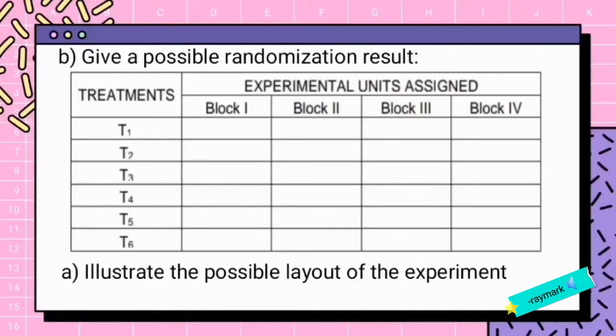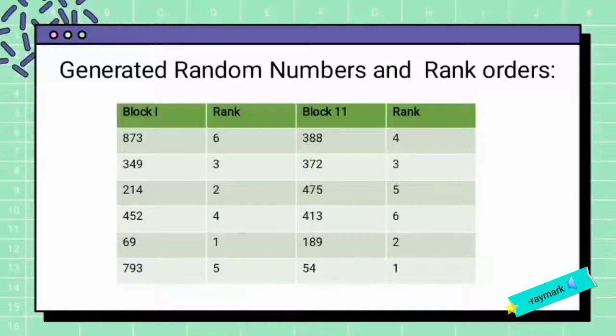Now, to give a possible randomization result and to illustrate the possible layout of the experiment, we're going to generate random numbers with the use of our scientific calculators and other platforms. And after, we are going to arrange them depending on our choice, whether in descending or ascending order. So in here, I have already generated random numbers and ranked them in ascending order, from the lowest to the highest numbers. In block 1, we will have these generated random numbers.